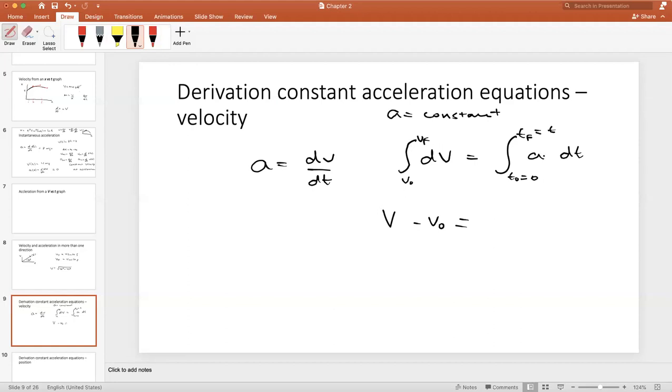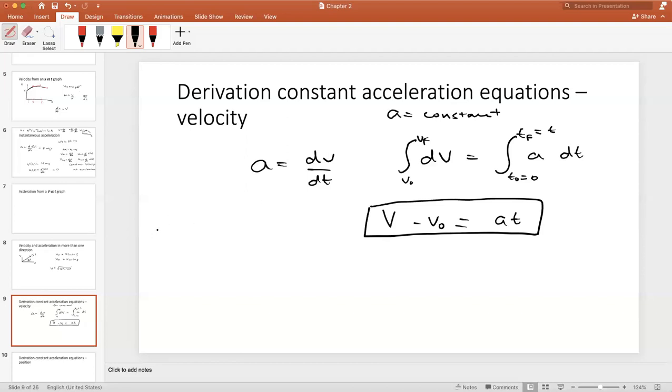Now this becomes at, right? It would be at final minus t initial, but t initial is 0, and we're calling t final t. So we have this equation. And this equation with the v final is actually our first equation. The change in velocity is equal to the constant acceleration times time, okay?